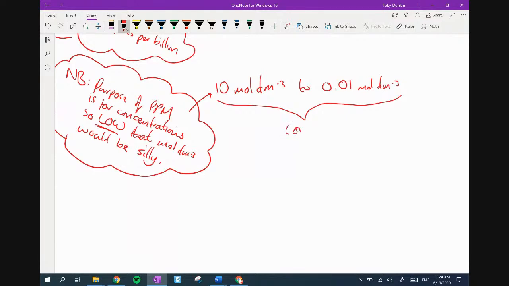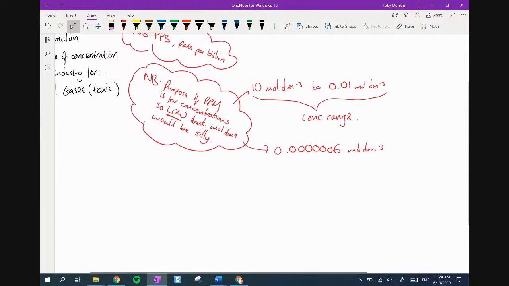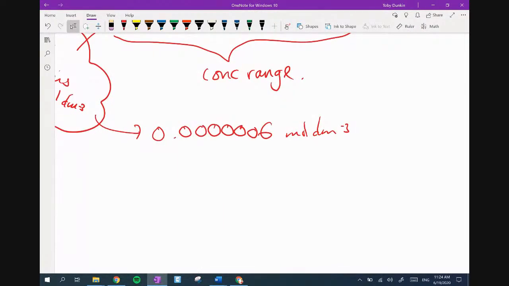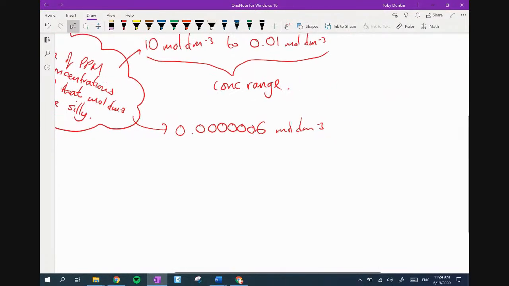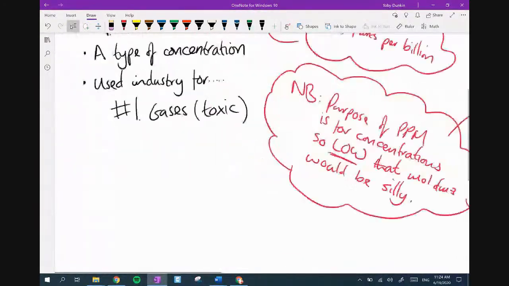And if you go way below that, if you drop into 0.00006, I've just chosen a random number, moles per dm cubed, that just becomes nonsensical. It doesn't really allow you to have a grasp of what that number really is. And having to write down all those zeros just becomes problematic. So we created a method of writing concentration as a reasonable number. And I'm going to show you how to convert all of these things during the lesson.